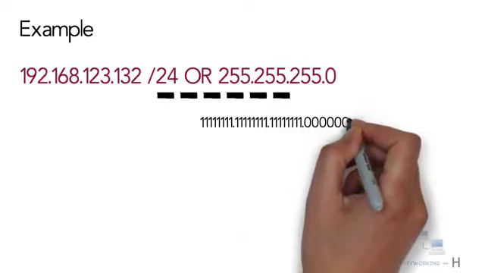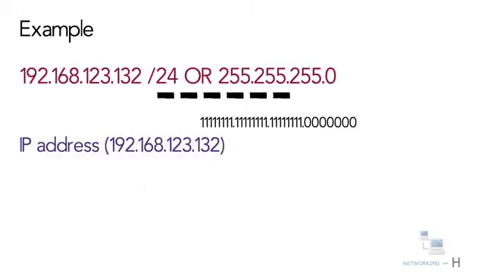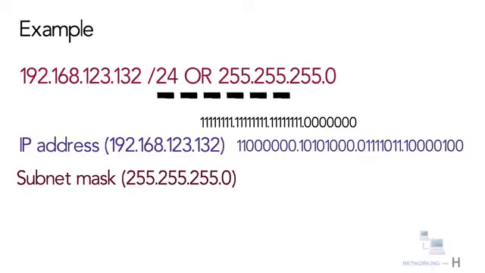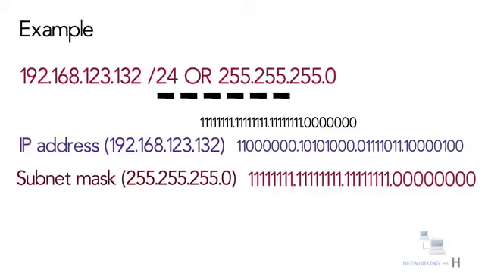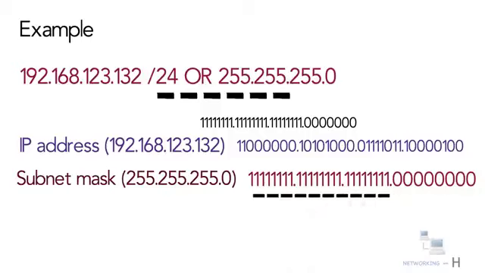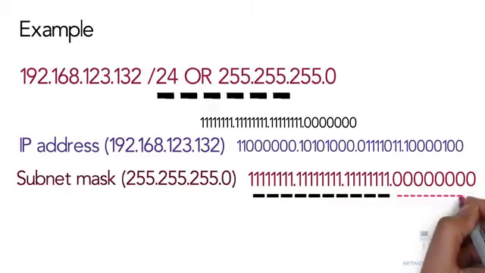So the subnet mask, if you convert it to binary, will be 24 ones and 8 zeros. Lining up the IP address and the subnet mask together, the network and the host portion of the address can be separated. The first 24 bits, the number of ones in the subnet mask, are identified as the network address, with the last 8 bits, the number of remaining zeros in the subnet mask, identified as the host address.